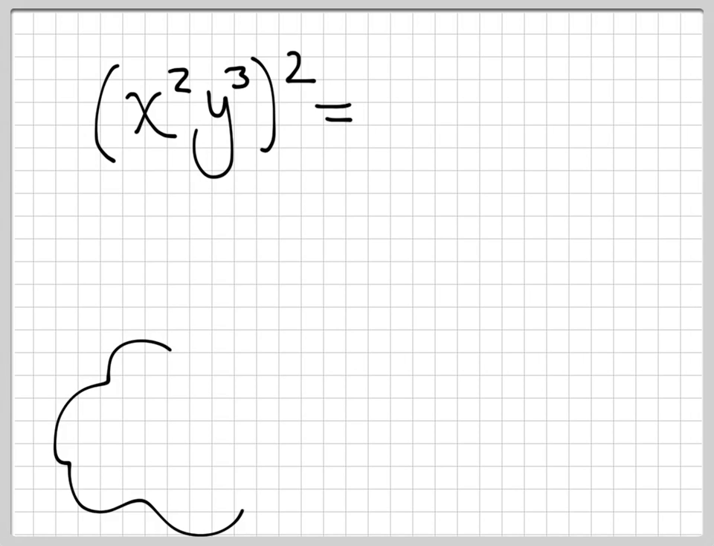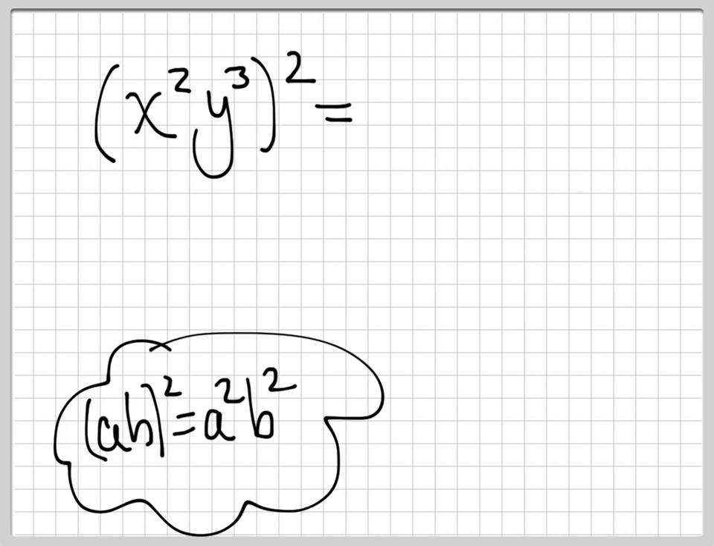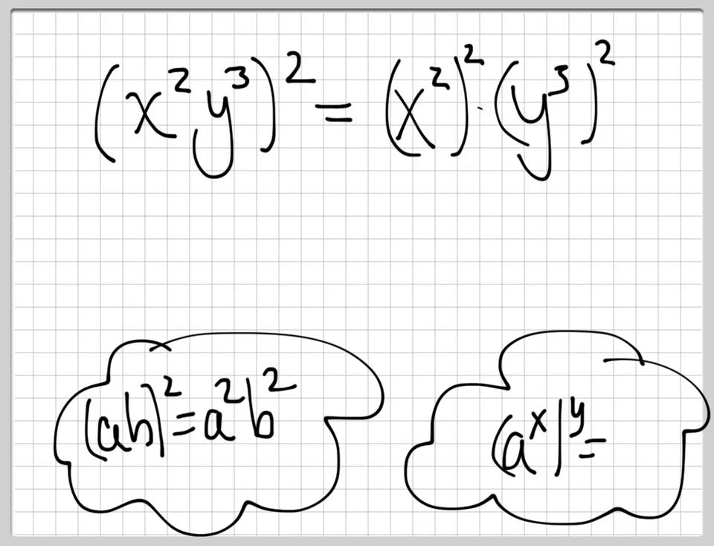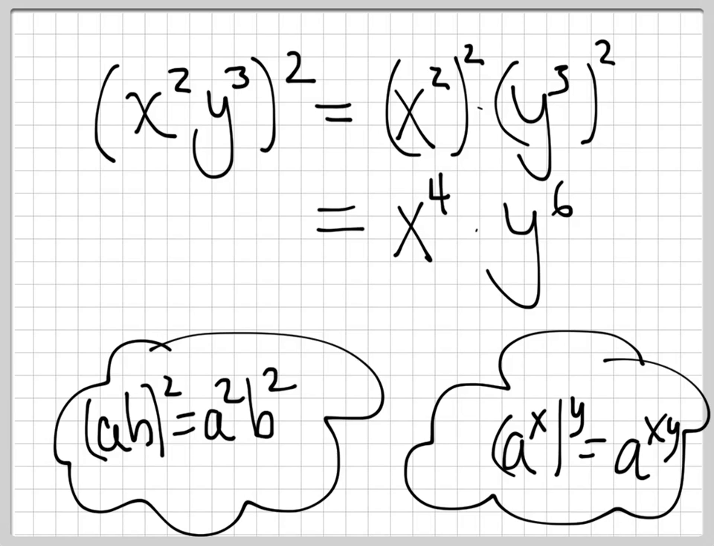So let's try something a little more complicated. What if we had x squared y cubed squared? Well, we know, in the back of our head we should be thinking, if we have ab squared, that's a squared b squared. Well, here a is x squared and b is y cubed, so we have x squared squared y cubed squared. And then in the other part of the back of our head, we should be thinking that a to the x to the y is a to the xy. So x squared squared is just x to the fourth, and y cubed squared, well, 3 times 2 is 6, so that's y to the sixth.